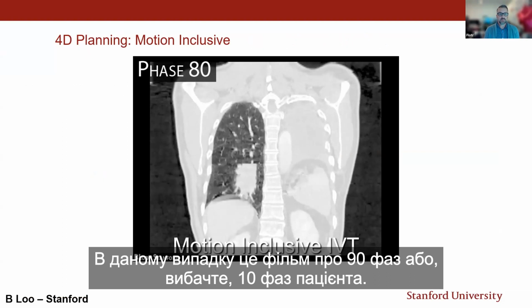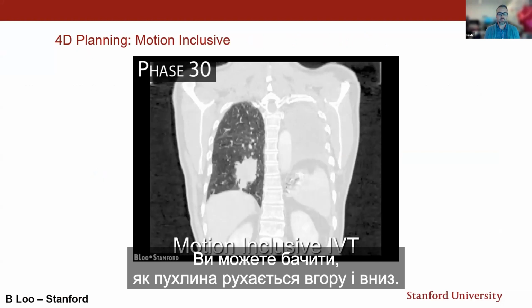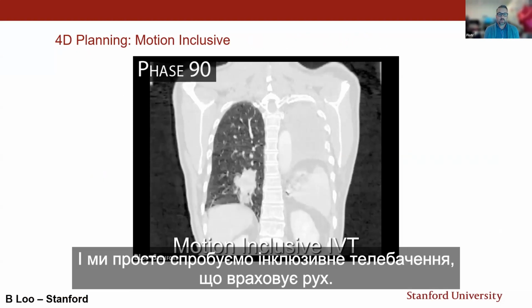So in this case, this is a movie of the 10 phases of a patient. You can see the tumor moving up and down. And we will simply draw out a motion inclusive ITV.